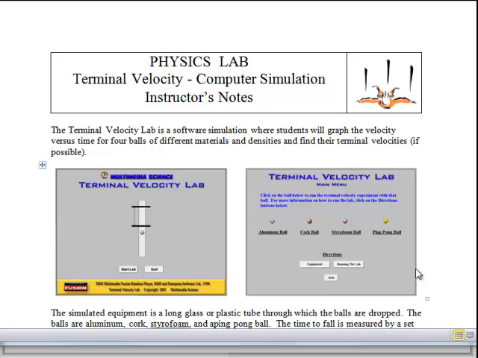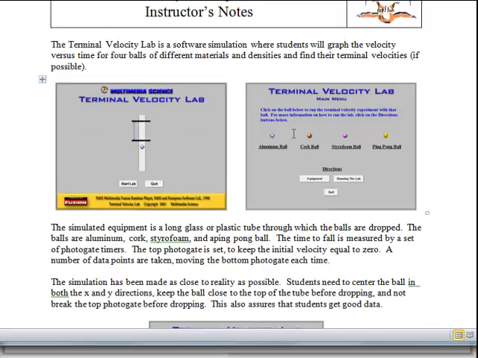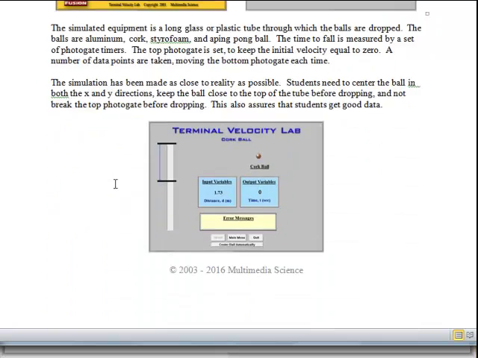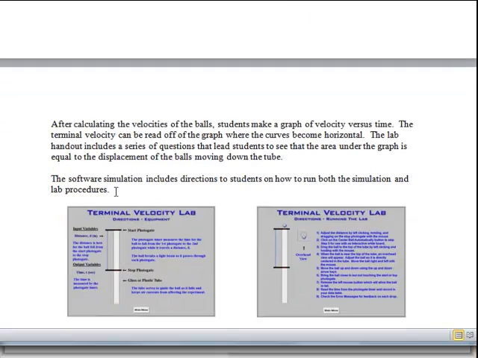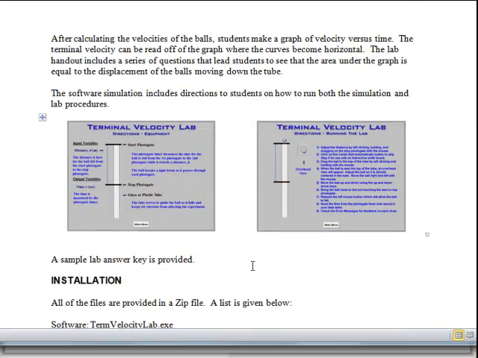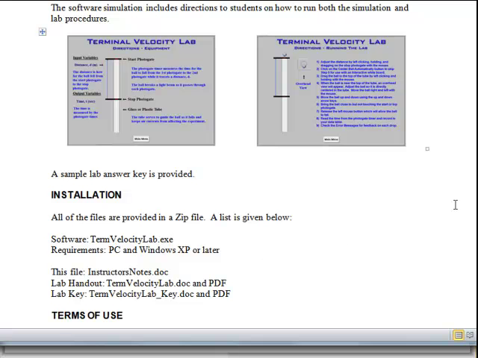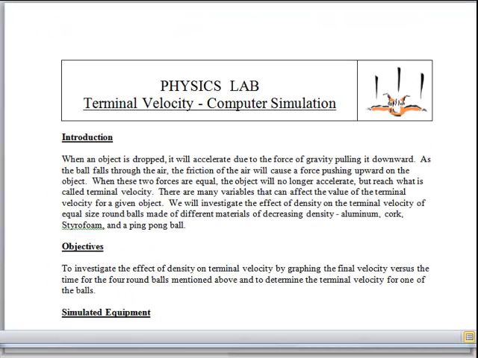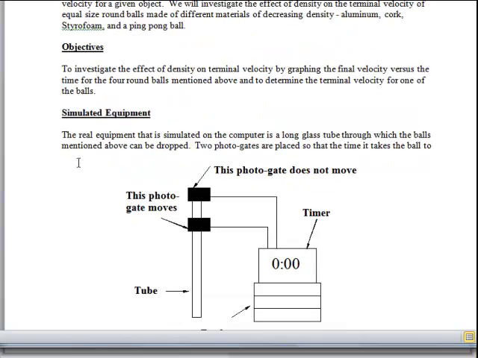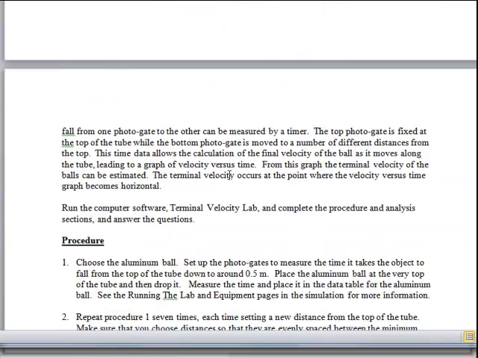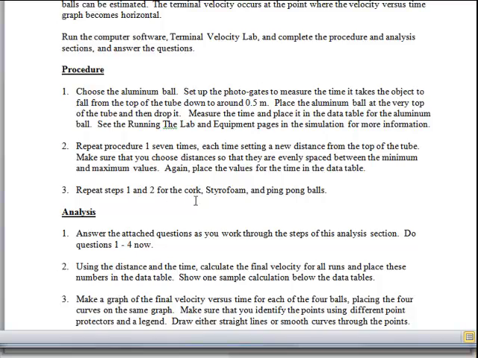There are a number of documents that are included with the Terminal Velocity Lab software. One is a set of instructor's notes, which allows you to figure out exactly what you should do with your students in order to run the lab and simulation, and installation instructions. There is a lab handout that you can give to your students, and this has a description of the equipment and a step-by-step procedure and analysis.